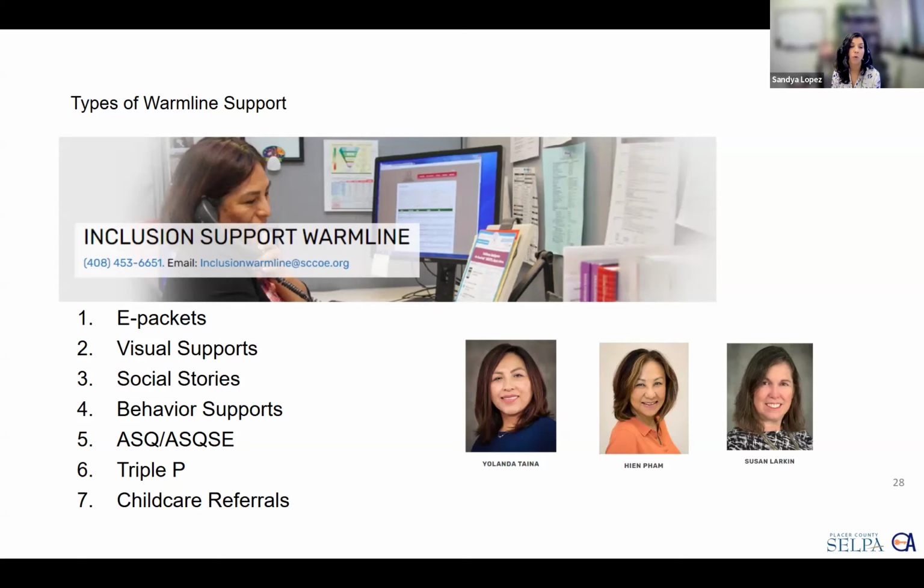We provide behavior supports. We do ASQ screening, so we can walk a parent through an ASQ screening, walk a provider through an ASQ screening. We offer Triple P parenting and childcare referrals. Within that part is within our county. Everything else we can provide outside of our county. Next slide.